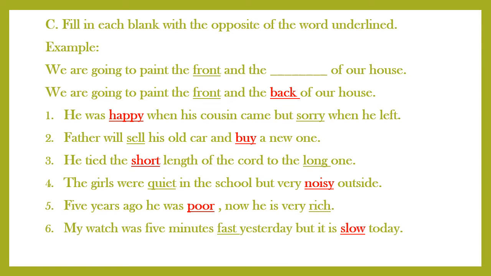The sixth sentence is, my watch was 5 minutes fast yesterday but it is dash today. The opposite of fast is slow, so we have to write slow in the blank. My watch was 5 minutes fast yesterday but it is slow today. The last sentence is, if you dash your toy, nobody will be able to mend it. The opposite of mend is break, so we have to write break in the blank. If you break your toy, nobody will be able to mend it.